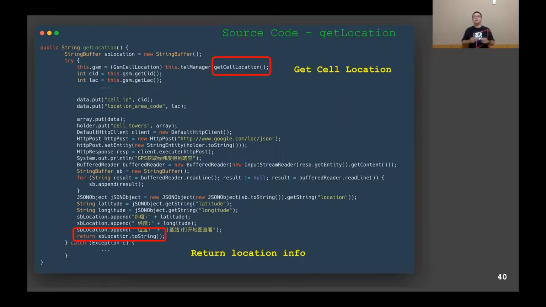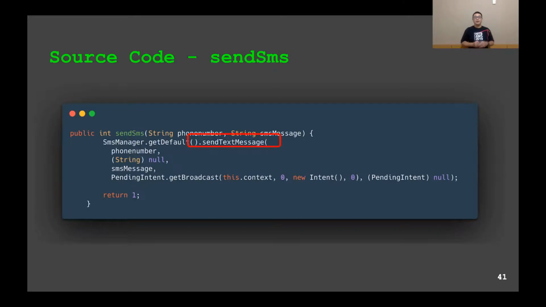So now let's dive into the source code of function get location. As you can see in the source code, it tries to call native API get cell location and returns this information at the end of the code. And now, let's dive into the source code of send SMS. Native API send text message is used to send out the location info. Well, it's quite simple, isn't it?